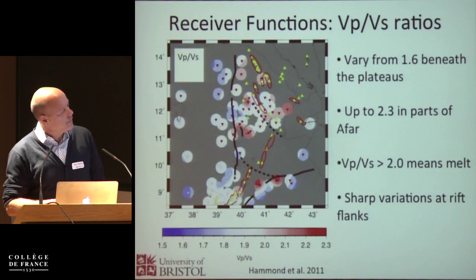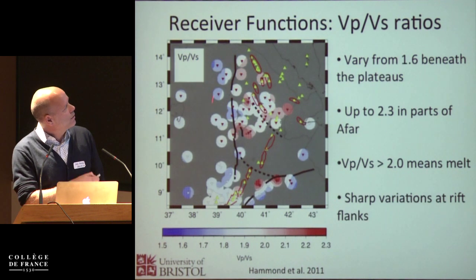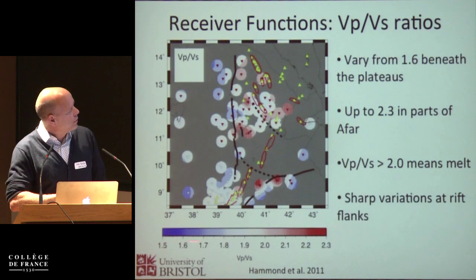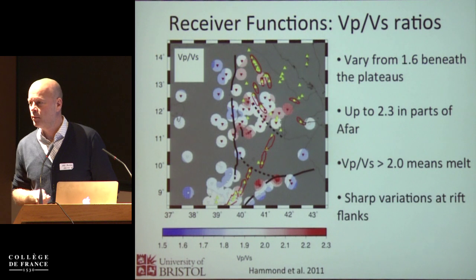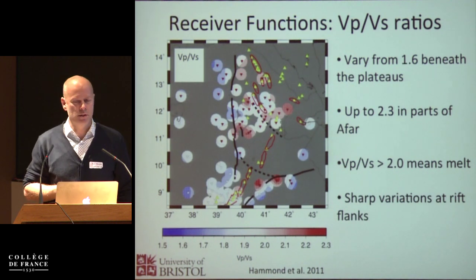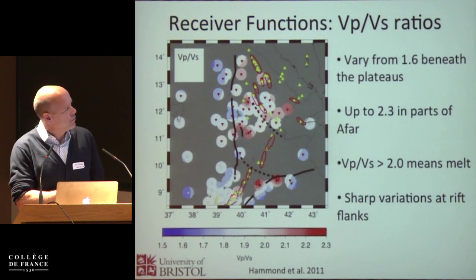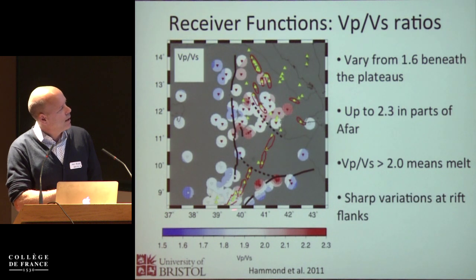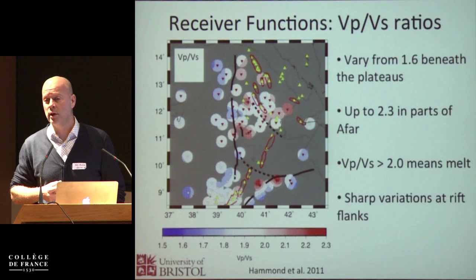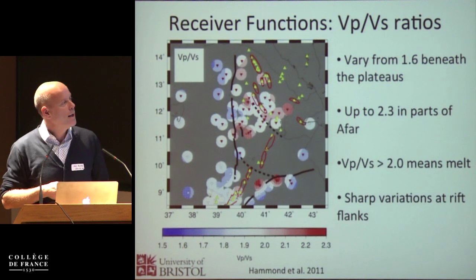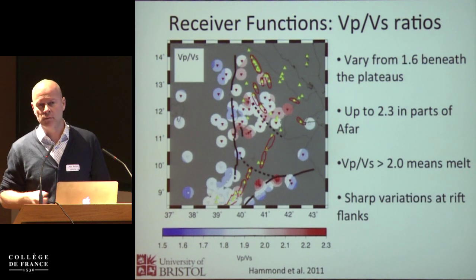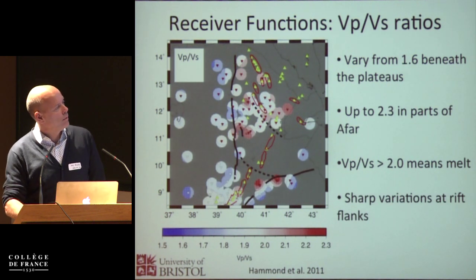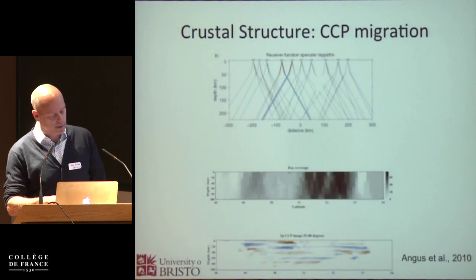If we look at VP-VS ratios, again, under the plateaus, we get these more blue colors as more normal 1.7 VP-VS ratios. And again, as you move into the rift, they start to rise near 2 in this area. And then the highest value we get is 2.3, which again is really unprecedented. Anything above 2, you really have to invoke melt to explain it. You can't do that with just normal mineralogy. And again, very sharp variations at rift flanks.